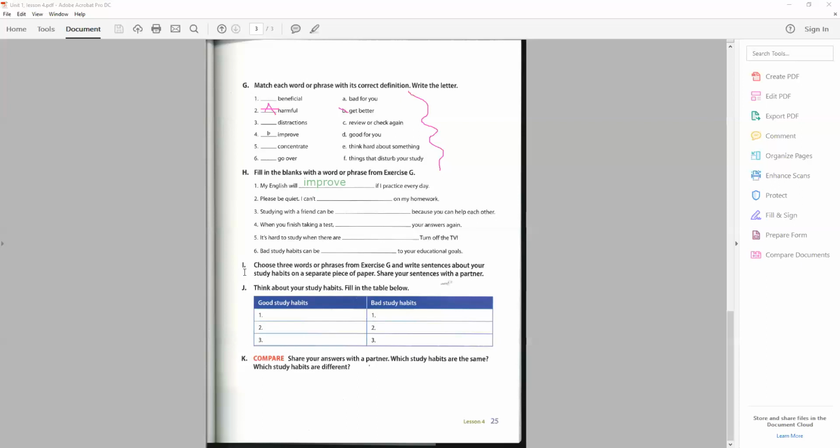Okay, I also want you to look at I. It says choose 3 words or phrases from exercise G and write sentences about your study habits on a separate piece of paper. So you can actually just write that on the back. And then the last one, I want you to really think hard about your study habits. Think about the things that you do when you study. Once you do that, I want you to tell me which ones are good study habits and which ones are bad study habits.